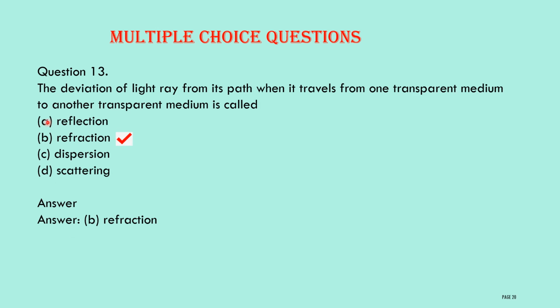Next question, question number 13. The deviation of a light ray from its path when it travels from one transparent medium to another transparent medium is called option A, reflection, option B, refraction, option C, dispersion, option D, scattering. You know the correct answer is refraction. When light travels from one transparent medium to another, because of the change in speed of the light, it will get deviated. That process we will call refraction.